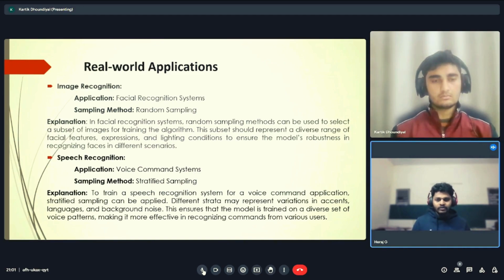And secondly, we have speech recognition. The application is voice command systems, and the sampling method used can be stratified sampling. To train a speech recognition system for a voice command application, stratified sampling can be applied. Different strata may represent variations in accents, languages, and background noises. This ensures the model is trained on a diverse set of voice patterns, making it more effective in recognizing commands from various users.